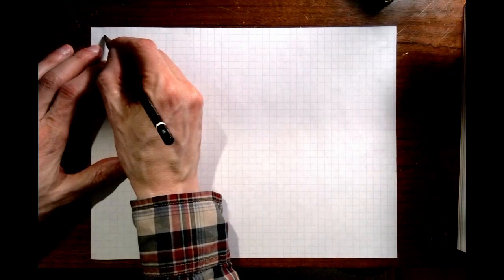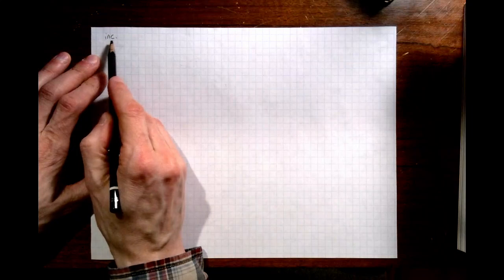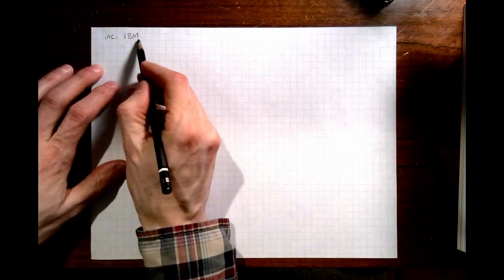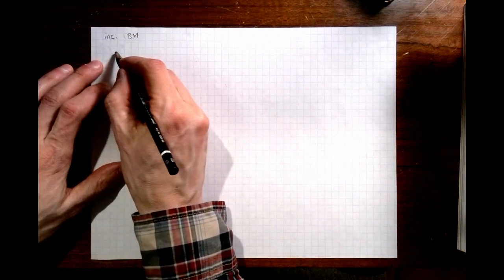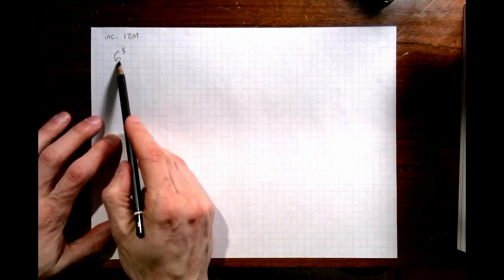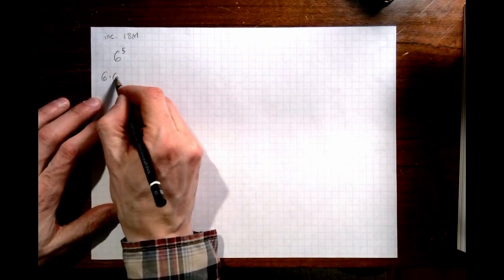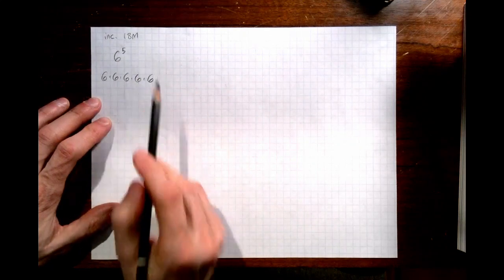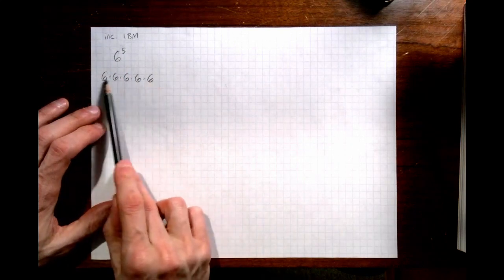An exponent is just an abbreviation, very much like Inc., incorporated, or IBM, which stands for International Business Machines. So when you see something like 6 to the 5, what is this? It is shorthand for multiplying 6 times itself 5 times. That's all that this is. You know exactly what this is.